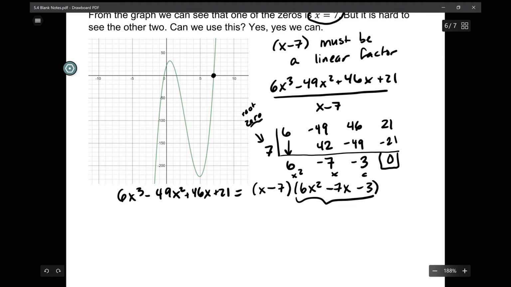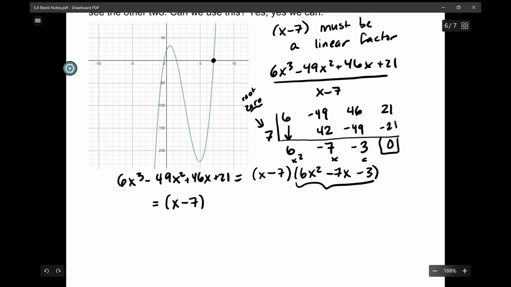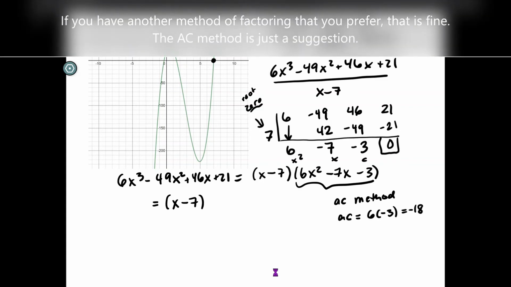How many people need a refresher on how to factor? Hopefully not too many of you. I like to do the AC method of factoring. A times C in this example is 6 times -3, which is -18. And you think about the factors of -18 that would add to -7.